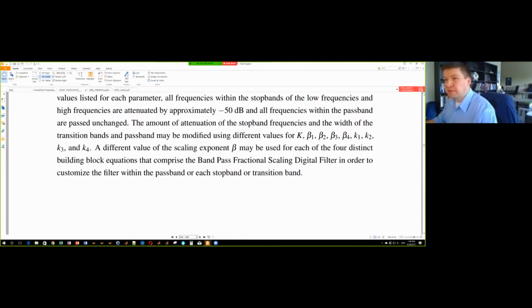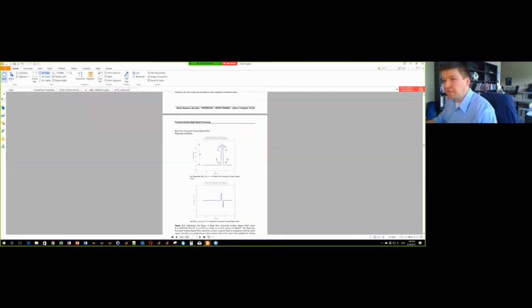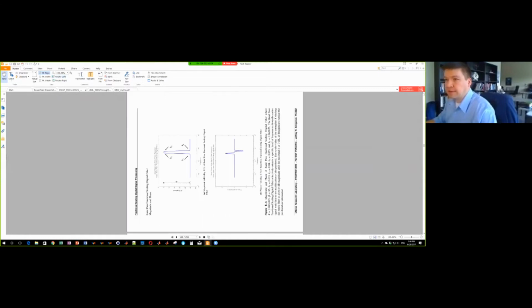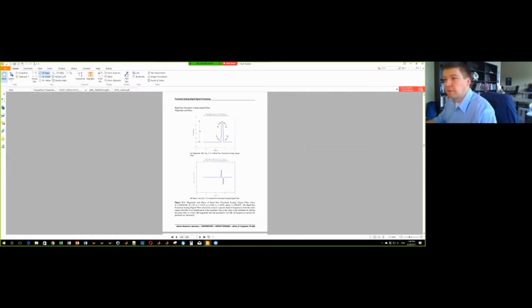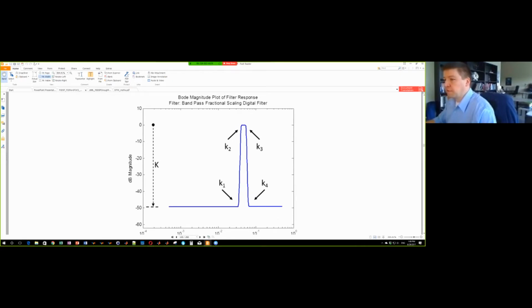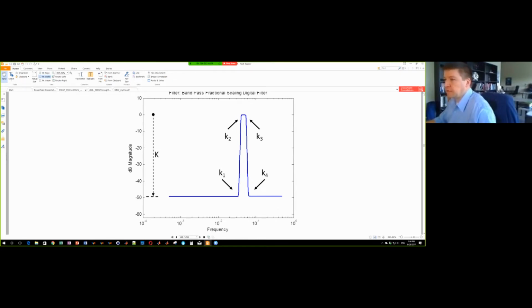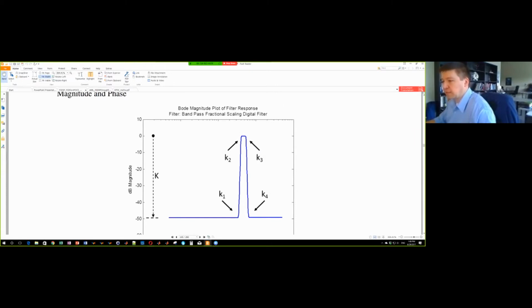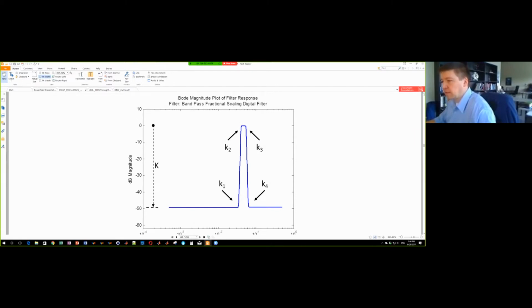But the end result is that if you look at the filter itself, this is the bandpass scaling filter in terms of the decibel magnitude, and then you have frequency on the x-axis.